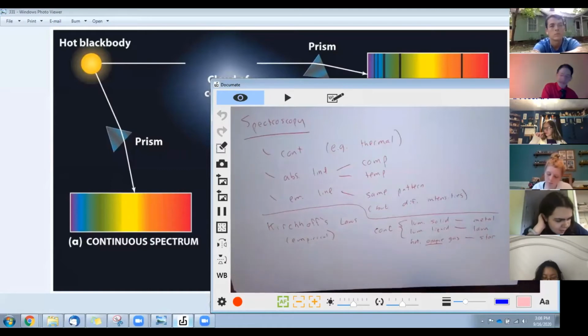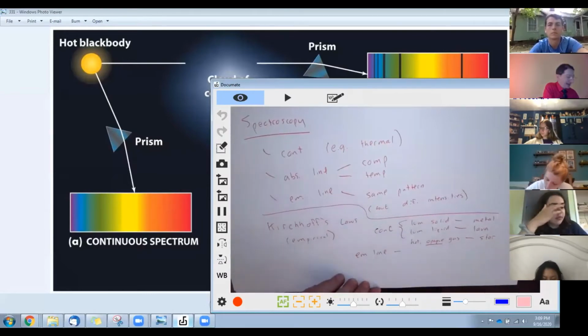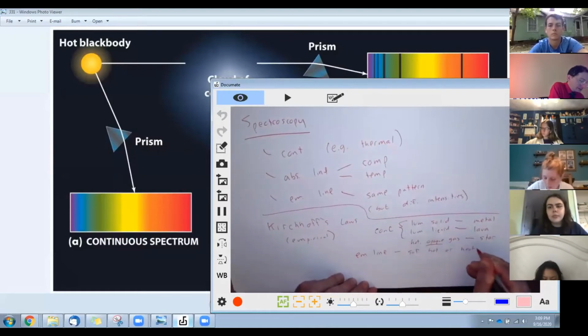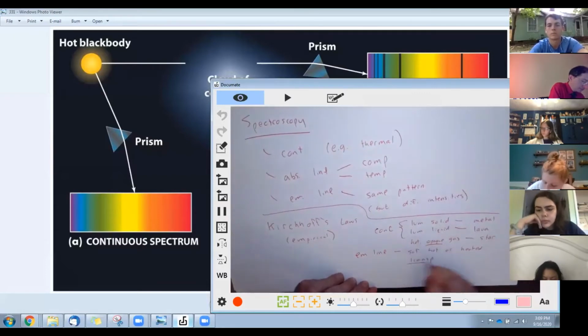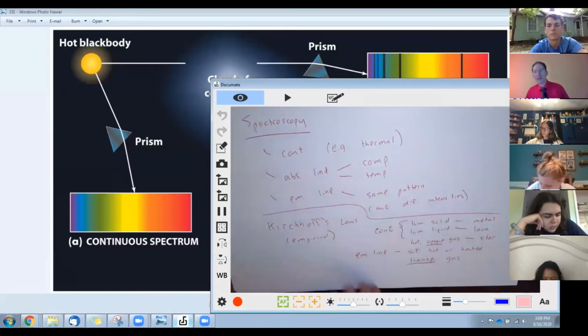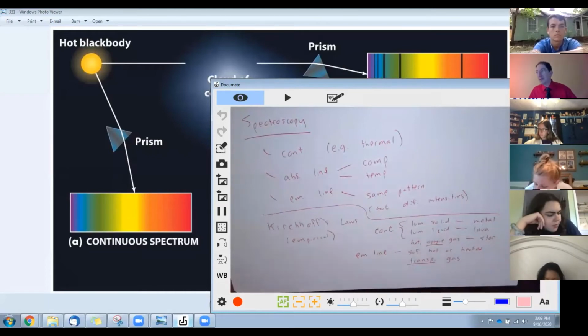Okay, let's take the emission line case next. So for this, what Kirchhoff found is that you need a sufficiently hot or heated transparent gas. So if it's an opaque gas, it will give you a continuous spectrum. But if it's a transparent gas, it can also emit light if it's been sufficiently heated. And sufficiently, it depends on the nature of the atoms in that gas, as we'll see.